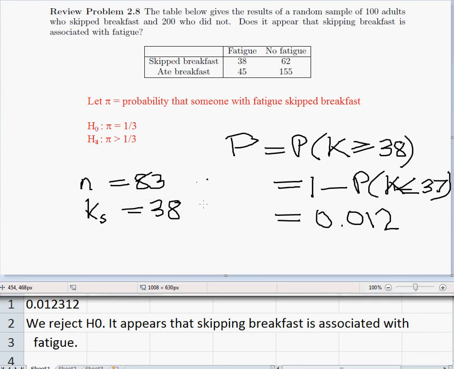So the procedure for the problem is we've defined what pi is. The null hypothesis is that this is simply due to chance. The alternative hypothesis states that this is a real difference. And then we compute the p-value with the test statistic that is given.